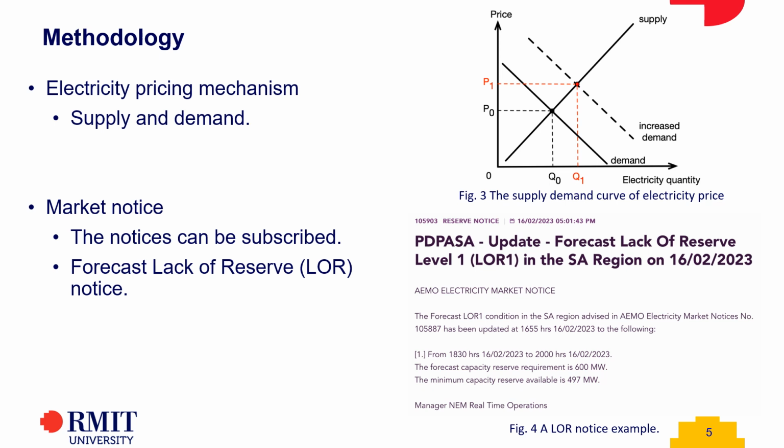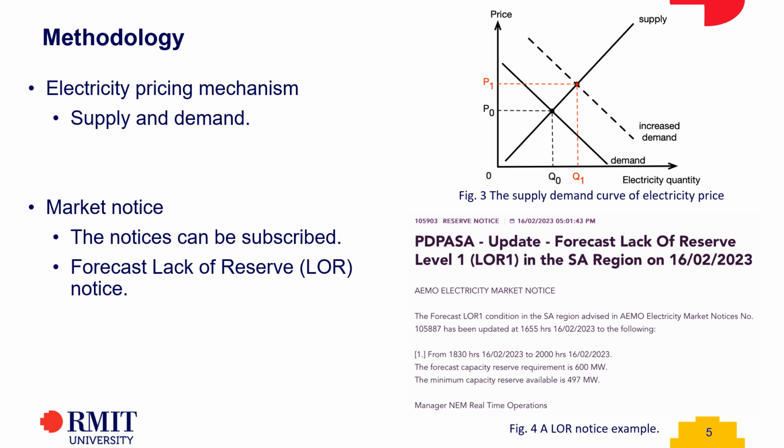Extreme weather events like heat waves, bushfires, floods, or storms, or key equipment being offline due to maintenance or failure are common causes of the lack of reserve. AEMO reacts to these situations by issuing forecast lack of reserve notices based on predictions of shrinking generation capacity.